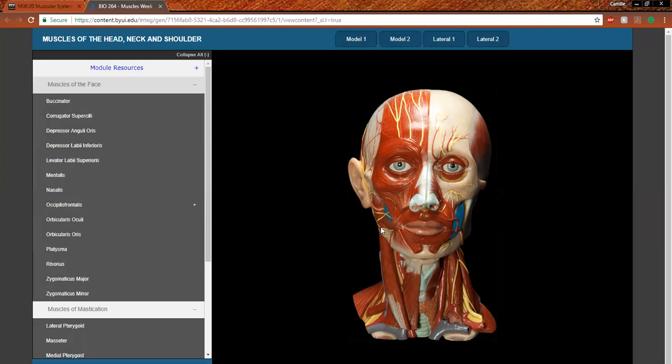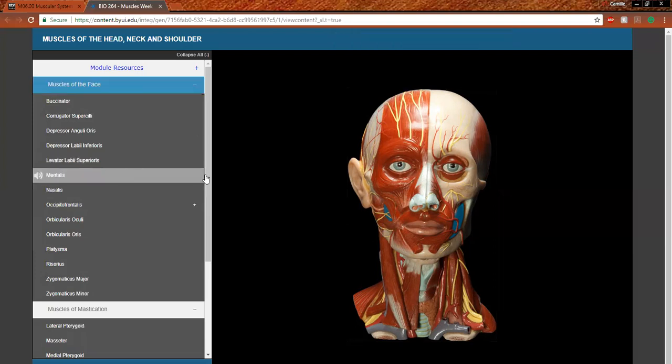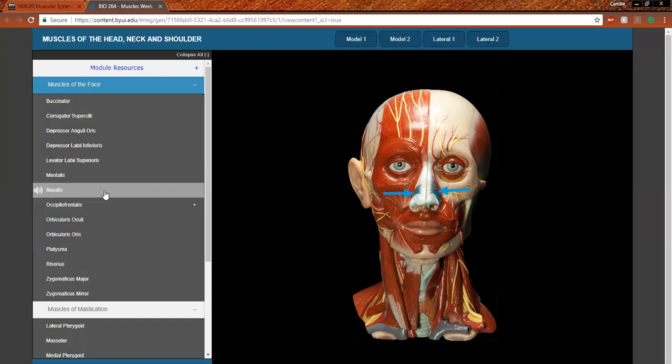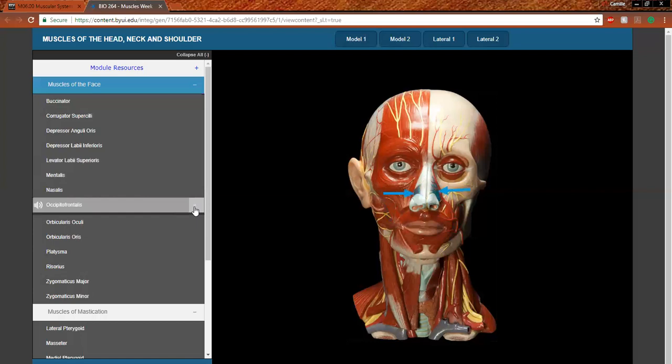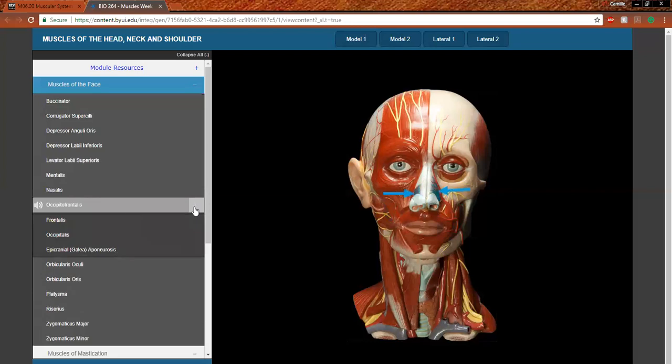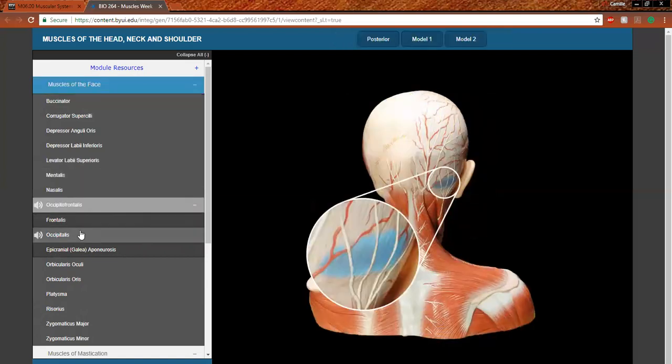Okay, and then your mentalis. I probably should have taught you this when I was working on the mouth. Your mentalis just goes right over your mental foramen on your mandible, which we learned in the last unit. So the mentalis goes over the mental foramen. Your nasalis are on your nose. And then you have your occipitofrontalis. The part that's on your frontal bone is your frontalis. The part that's on your occipital bone is your occipitalis.